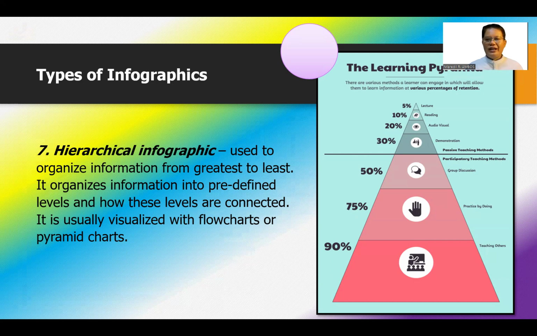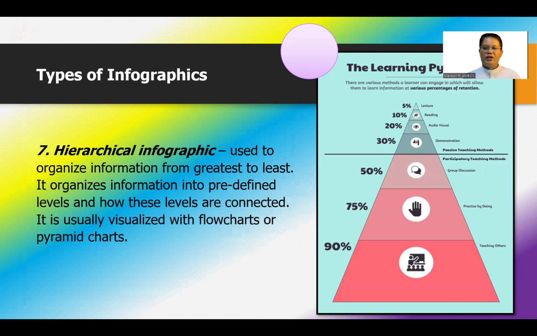So you can see here on the screen an example of the learning pyramid, which probably is very useful for educators also. You can see there 5% can be recalled through lecture, 10% through reading, 20% audiovisual, 30% demonstration, and these probably now constitute the passive teaching methods.